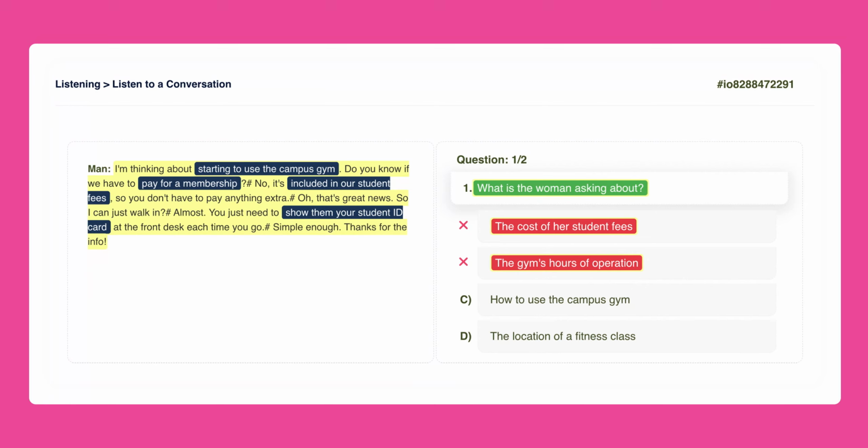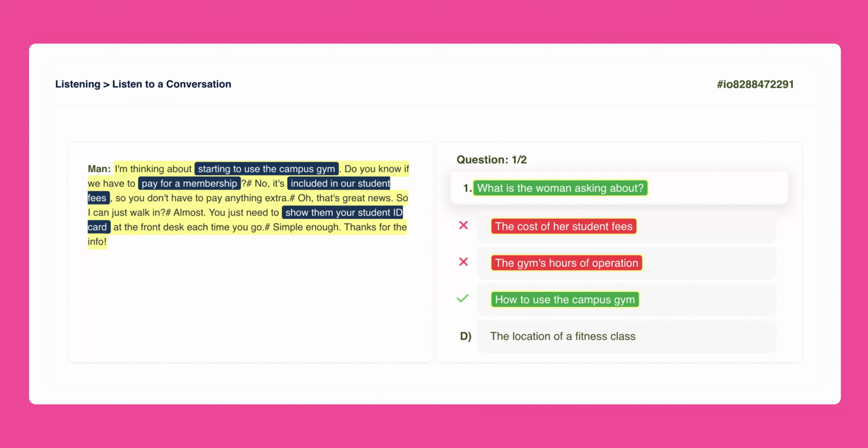Now, let's take a closer look at option C, how to use the campus gym. Option C says how to use the campus gym. This covers both of her questions: whether she needs to pay and how she enters the building. She is asking for the procedure to access the facility. Since this broad category fits her specific questions, this option is correct.